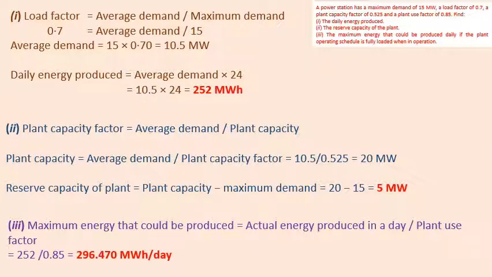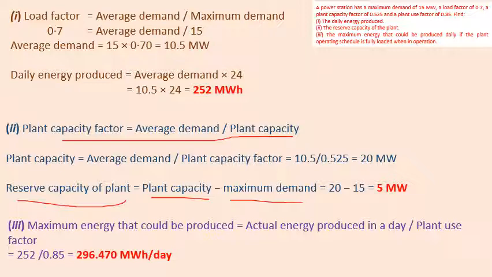Next we have to calculate the reserve capacity of the plant. We know that the reserve capacity of the plant is equal to plant capacity minus maximum demand. Maximum demand is already given in the question, that is 15 megawatt. So first we have to calculate plant capacity. For calculating the plant capacity we use the plant capacity factor, that is equal to average demand divided by plant capacity. Plant capacity factor is given, and average demand we already calculated.